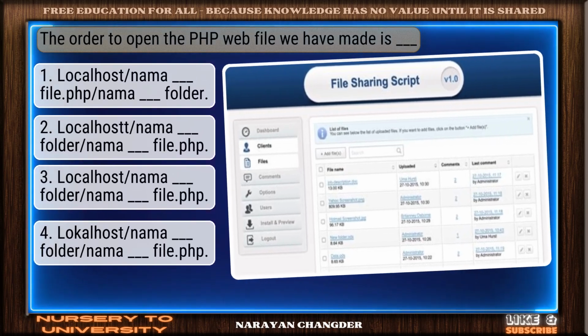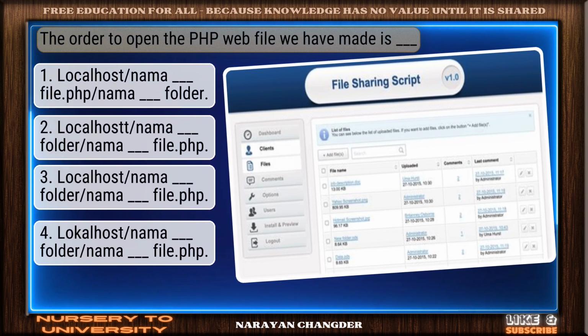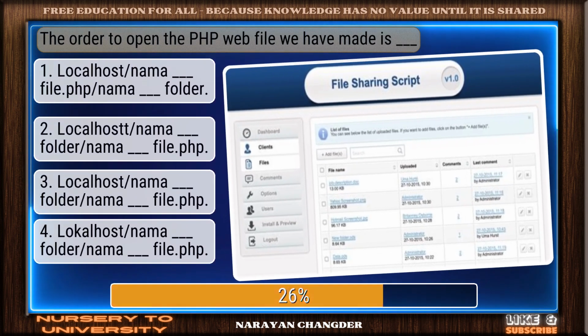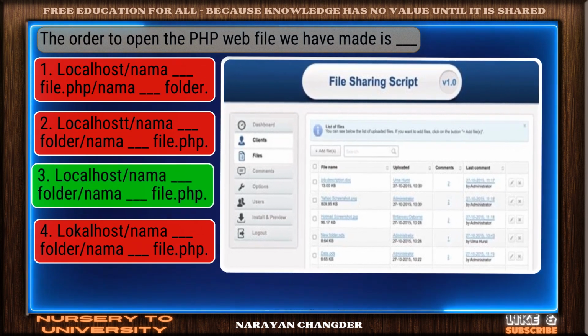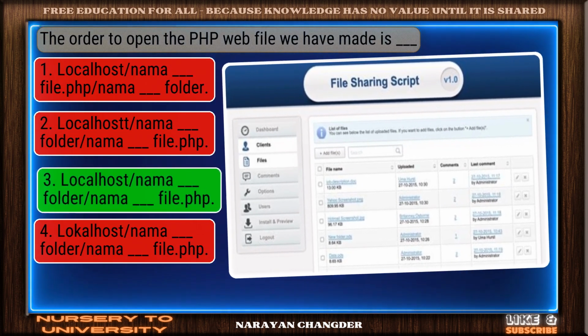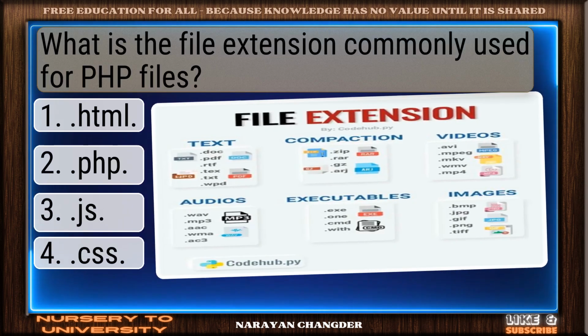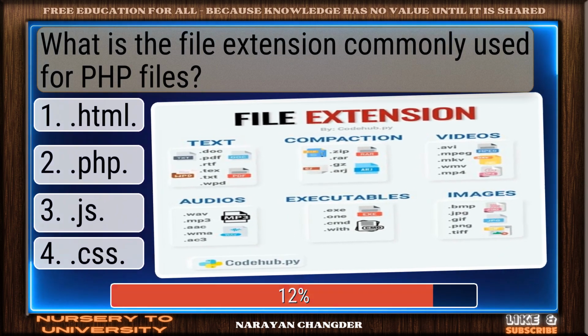Question number 1. In order to open the PHP web file we have made, localhost/folder/file dash. Right choice. Localhost number dashed folder number dash file.php is the best answer. Question number 2. What is the file extension commonly used for PHP files?